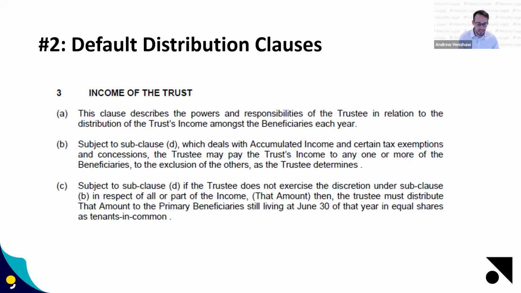Here's another example. This is a more modern deed as well. If you look at 3C, it says if the trustee doesn't exercise the discretion, then the trustee has to distribute that amount to the beneficiaries living as at 30 June. But if you go back to the start of the clause, it says if the trustee doesn't exercise the discretion, well, when? It doesn't even mention a timing. So it needs to say if the trustee doesn't exercise the discretion by 11 p.m., 10 p.m., whatever time you want.